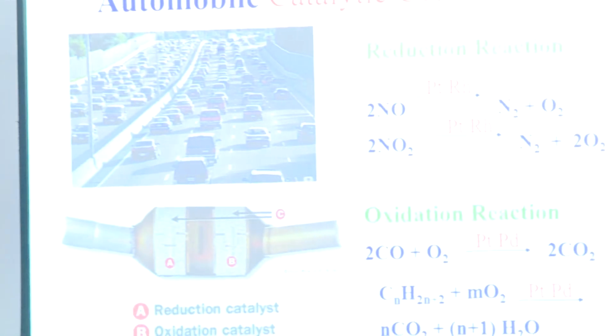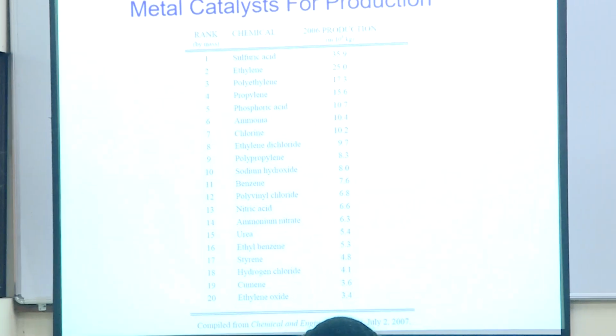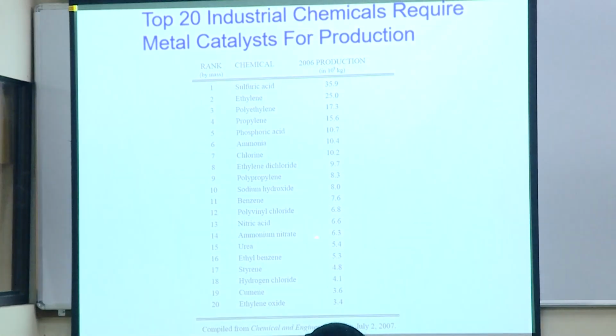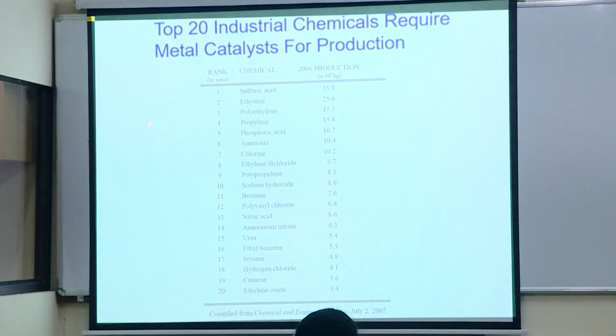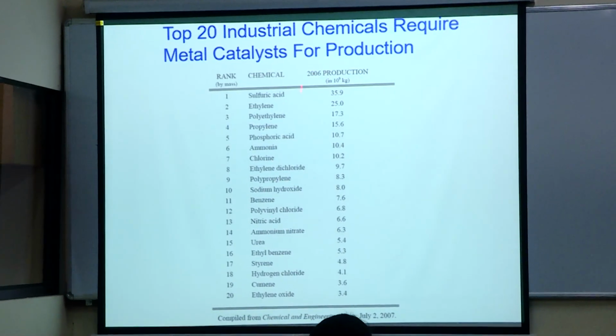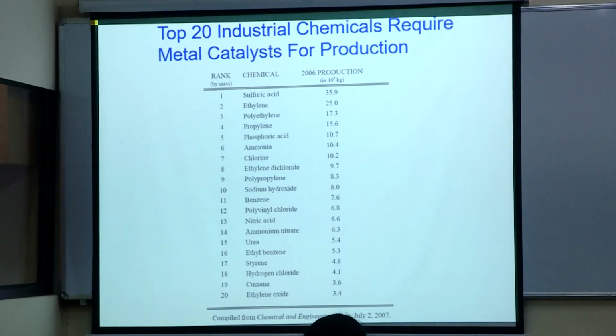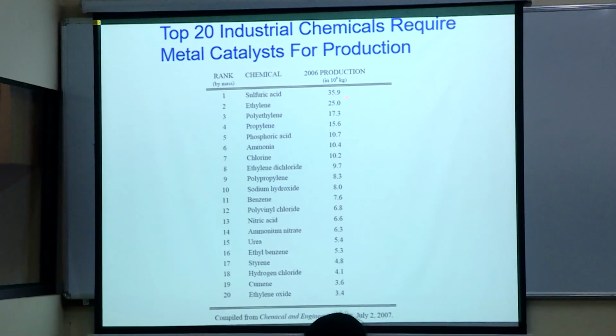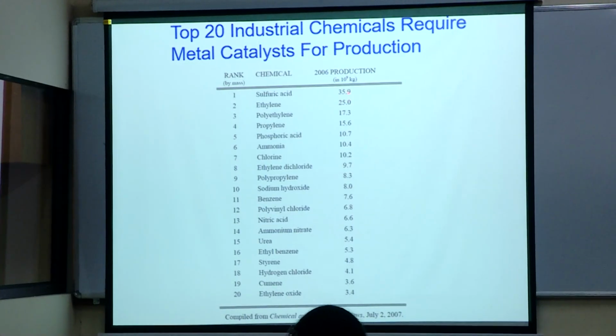So where and all they have applications, what I am trying to show you. Okay, and so I was telling you that this is the table that shows how much of these materials, chemicals, are produced every day. For example, sulfuric acid. So 35 billion kilos are prepared.